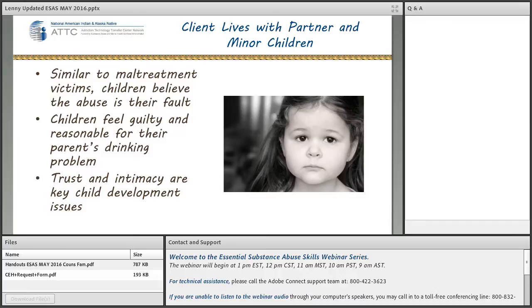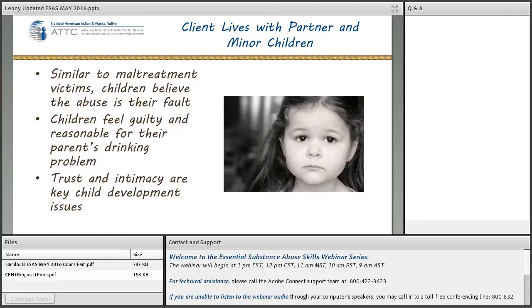Clients' lives with partner and minor children. Similar to maltreatment victims, children believe the abuse is their fault. Children feel guilty and responsible for their parents' drinking problem. Trust and intimacy are key child development issues.